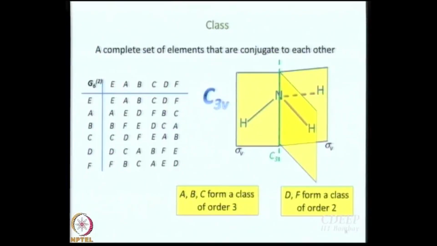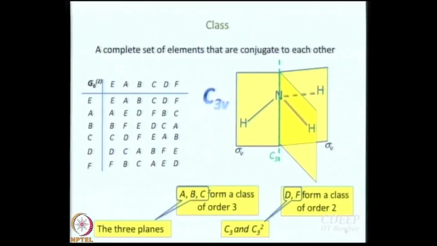Alright. Now, see, what are we saying? We are saying that A, B, C form a class of order 3. What is ABC? What did you say? The 3 planes, right. So, A, B, C, the 3 sigmas belong to a class and C3 and C3 square belong to a class. I think Prabha had mentioned class of symmetry operations in one of the previous sessions. So, this is the meaning of class even of symmetry operations.